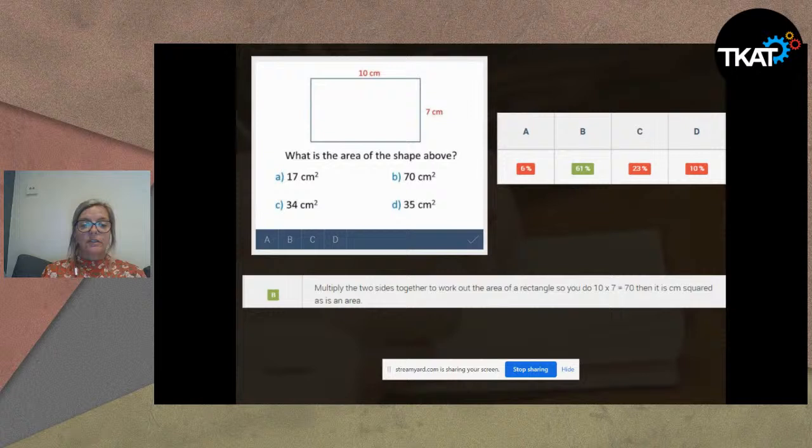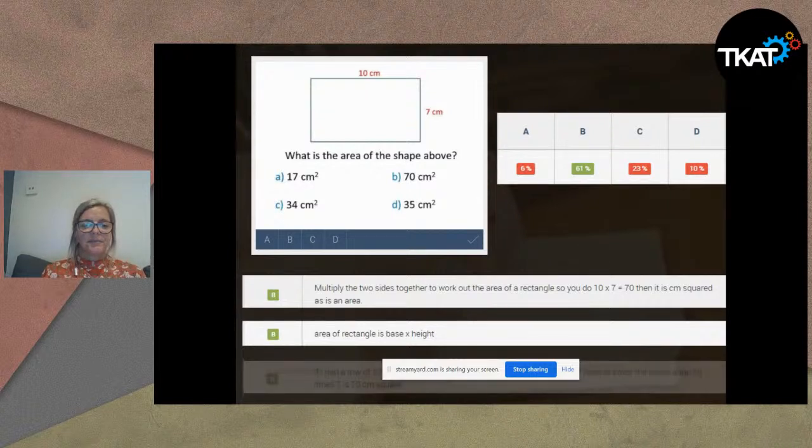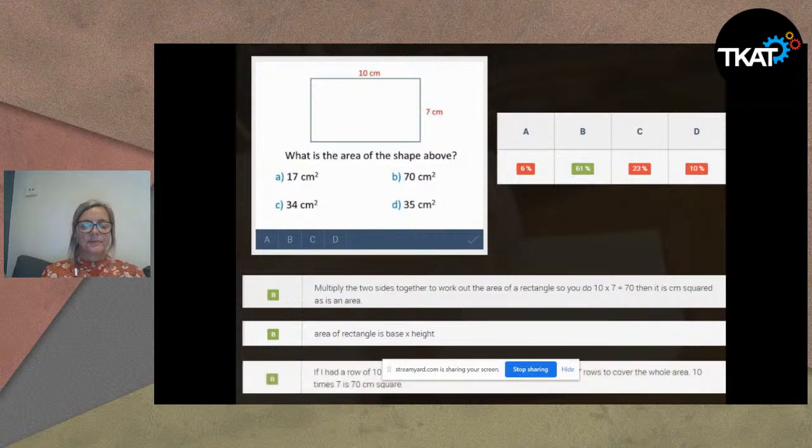And then really good to see some of the reasoning around children who've chosen the correct answer. Really simply there, area of rectangle is base times height. Someone knows. And a more detailed explanation by some.